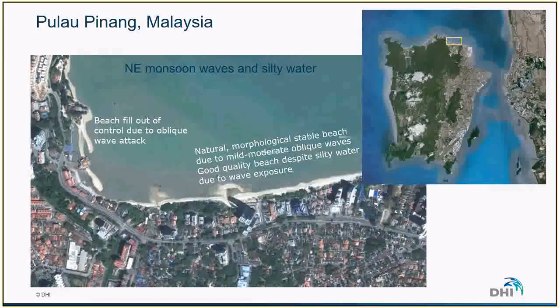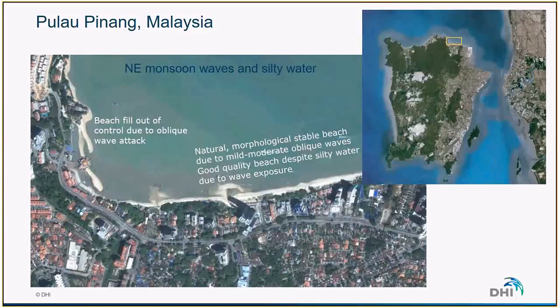This is an example where we have both situations at the same area. It's a stretch of coast in Malaysia, in Pulau Pinang, where we have typically northeast monsoon waves and a very silty water. We can see it's sort of brownish. At this location, there has been some nourishment applied along the coast. What we can see on the western part of the picture is that the beach fill is completely out of control due to a very oblique wave angle.